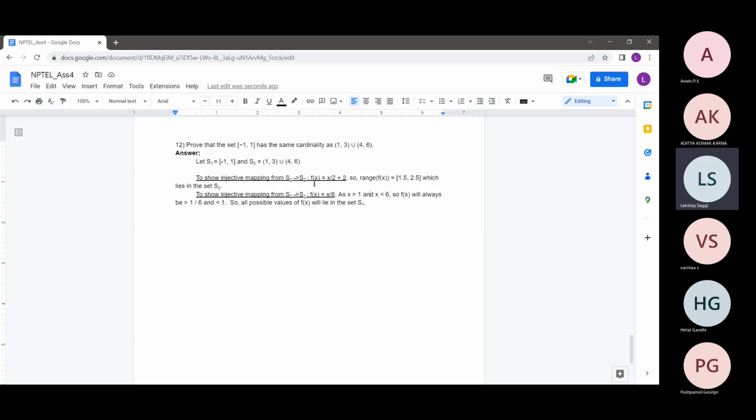So we have shown one injective mapping from S1 to S2 and another from S2 to S1. Both together imply that the size of S1 is equal to the size of S2.